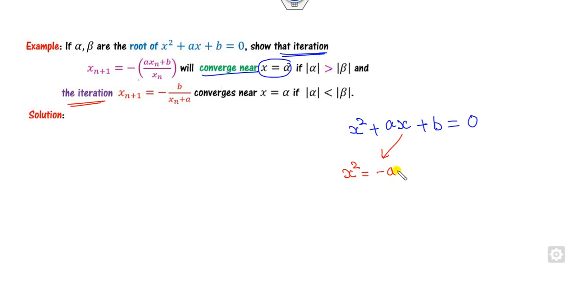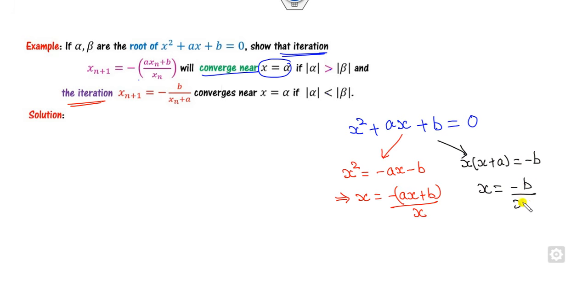Because in order to apply the fixed point equation method, how can you find the value of x? I can say minus ax minus b. This implies x will be minus b divided by x. Fine. Second, I can take x as common from the first two, which will be minus b, and x can be written as minus b over x plus a. Now if I take this as my g, if I apply this condition, definitely it will depend on a and b.